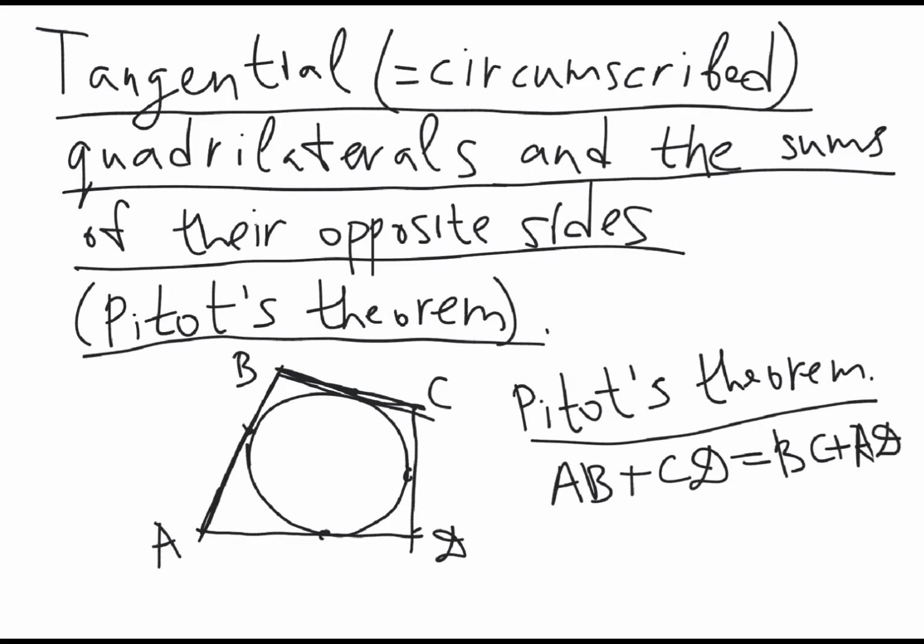And there is a converse statement that says that if we have this equality for any quadrilateral, then this quadrilateral must be tangential. But the Pitot theorem is just one side, only the statement that if the quadrilateral is tangential, then this holds, and the converse statement is just another theorem. So okay, let's prove this.